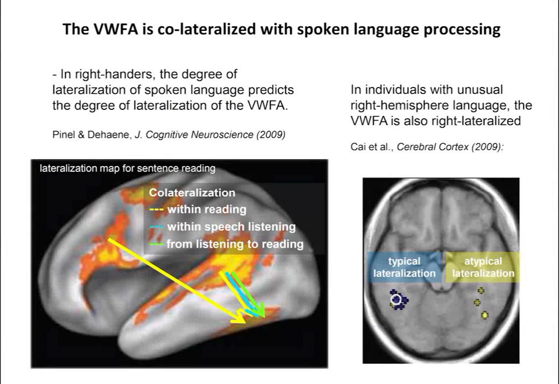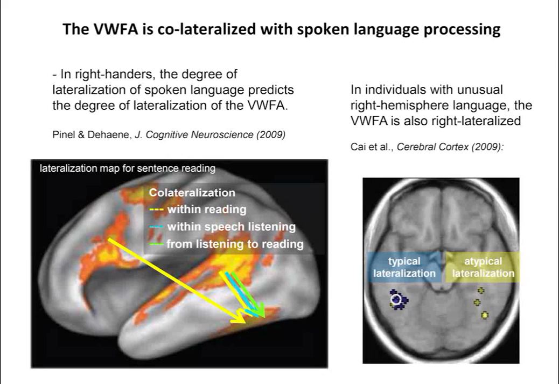There is further research along these same lines. For instance, here across many different subjects that are all right-handed, we can see whether the variation in the lateralization of spoken language predicts also the lateralization of the visual word form area.